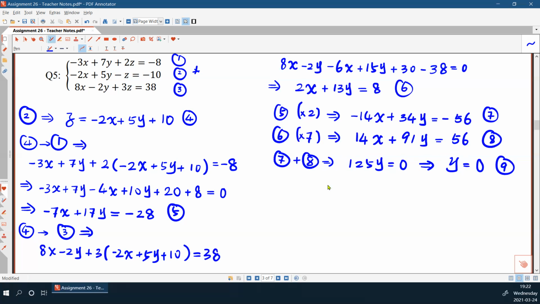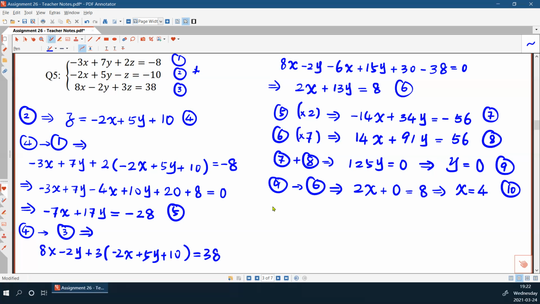Okay, so let's call this number 9. Then you can put number 9 into either number 5 or number 6. So how about number 6? So this means 2x plus 0 equals 8, right? Then you can solve x here. x is 4. So let's call this number 10.